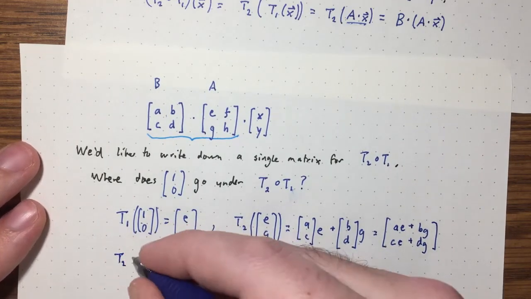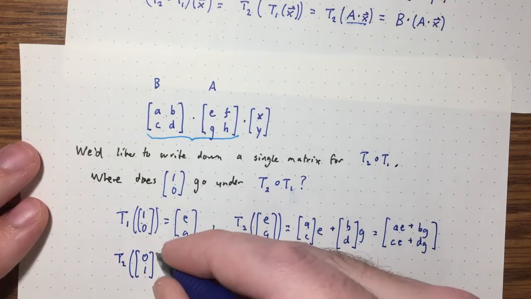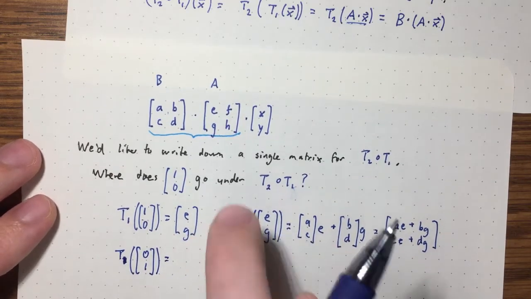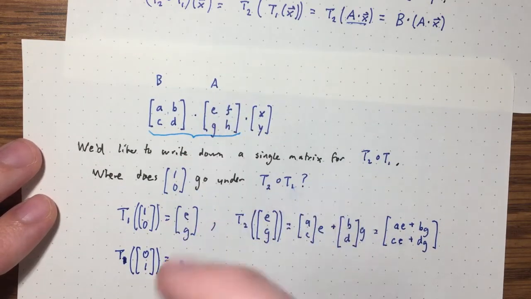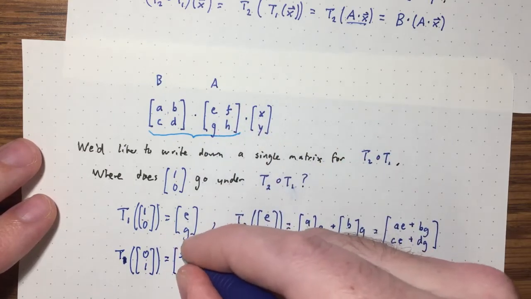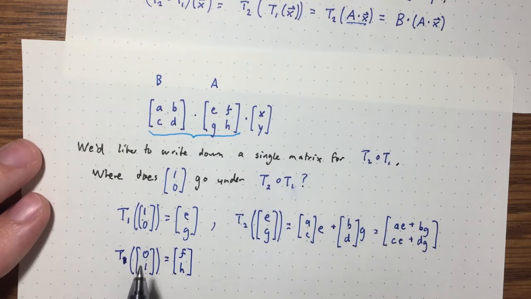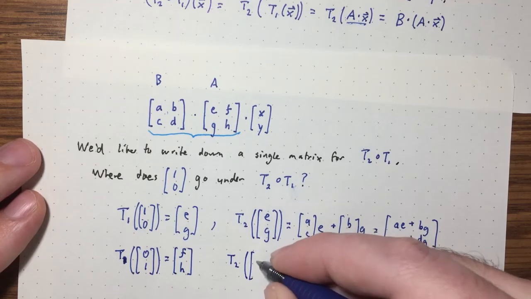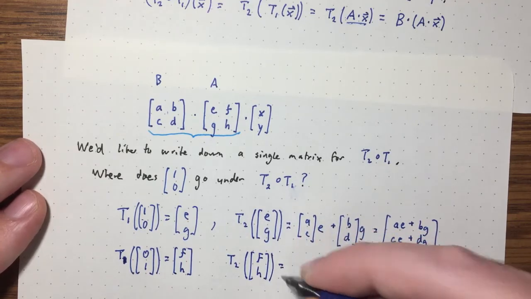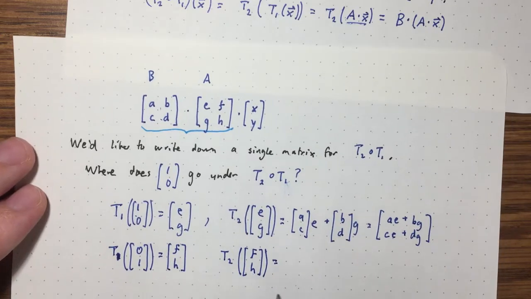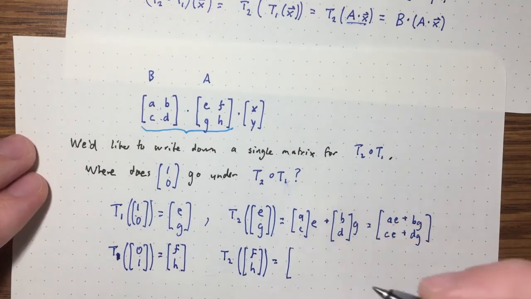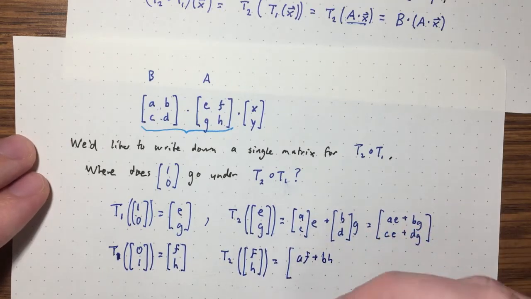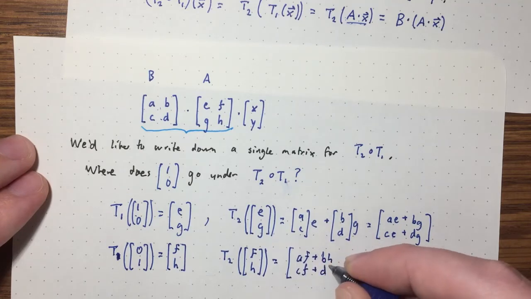What about the other basis vector? So where does 0, 1 go under T1, under my transformation? Sorry, this should be T1. Well, this is what the matrix for T1 is, so it should go to FH. So that's what happens to 0, 1 under T1. Now I have to apply T2 to that. So what's T2 of FH now going to be? Well, it'll be this matrix times this vector, which we can just write out more quickly. AF plus BH is going to be that first entry, and then CF plus DH.